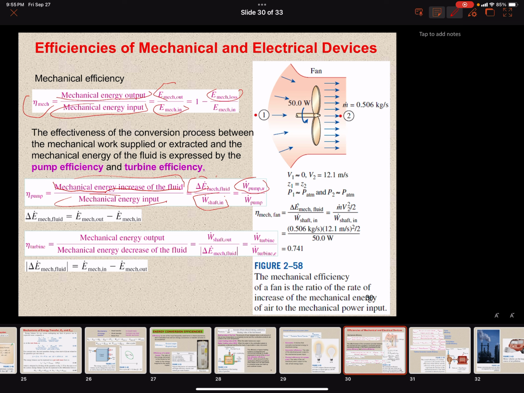For the efficiency of the turbine, we can see the mechanical energy decrease of the fluid divided by the mechanical energy output.